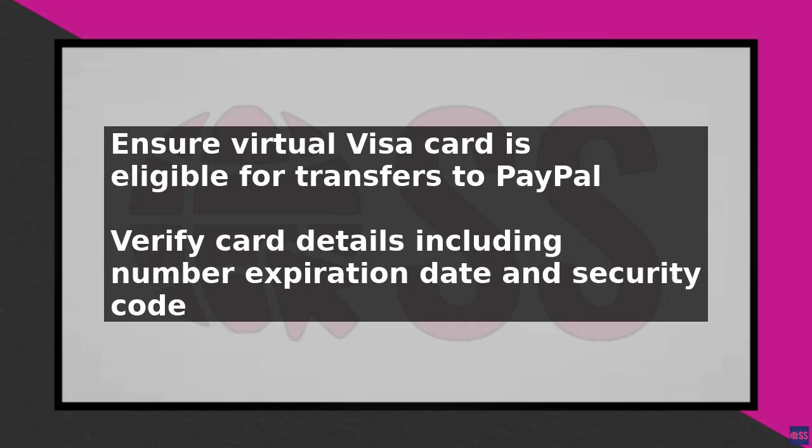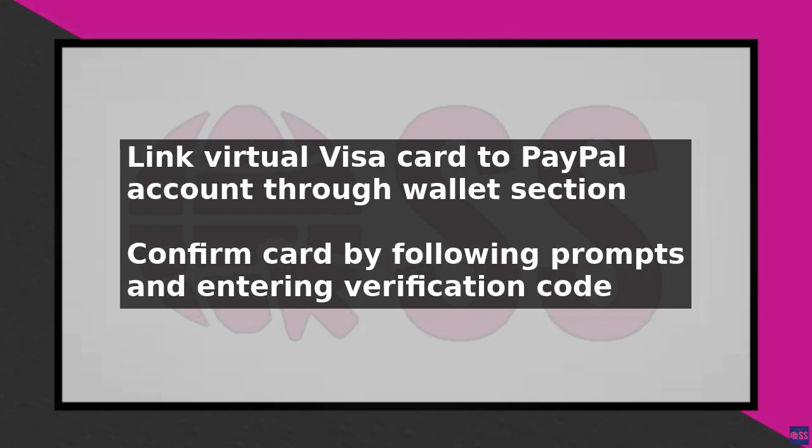Click on Link a Card and enter your virtual Visa card details, including the card number, expiration date, and security code. Verify the card by following the prompts, which may include receiving a small charge to your card and entering the corresponding code. Once your virtual Visa card is linked to your PayPal account, go to the Transfer Money section and select Add Money from a debit or credit card.